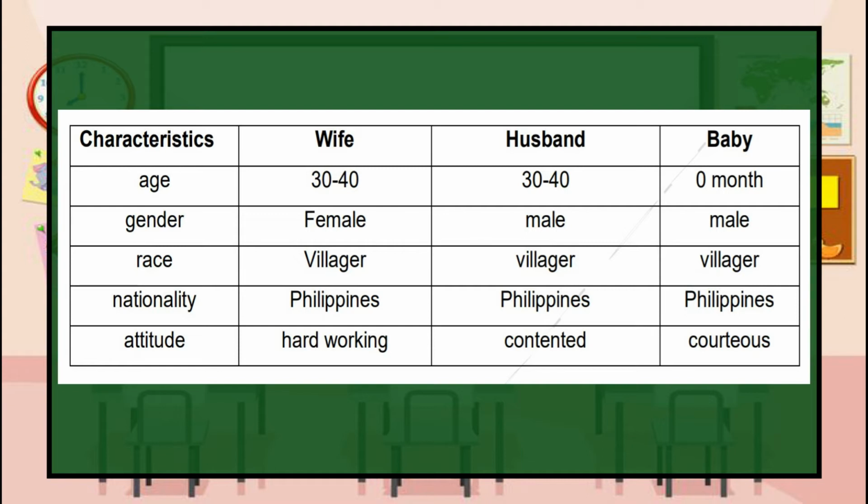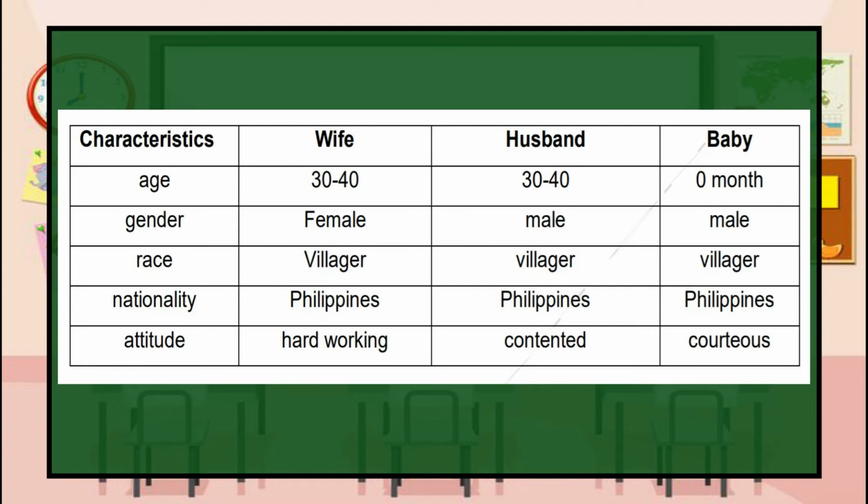Now let us move on about their gender. What is the gender of the wife? Yes, that's right. It's female. What about the husband? Very good. That's male. What about the baby? Great. What about the race? For the wife? Very good. What about the husband? Very good. What about the baby? Yes, still villager. Now their nationality.